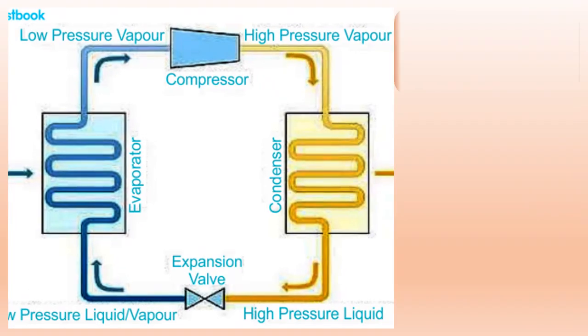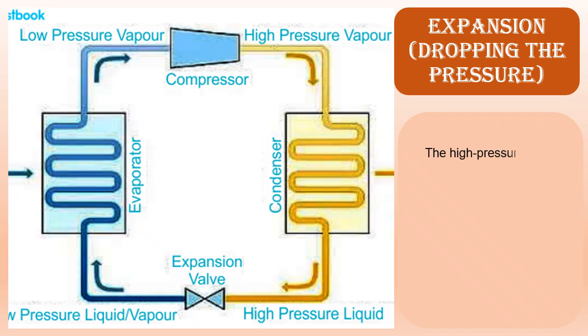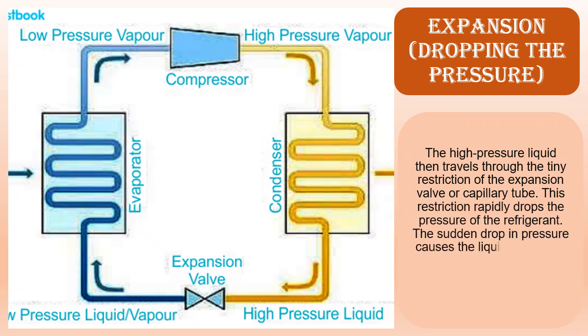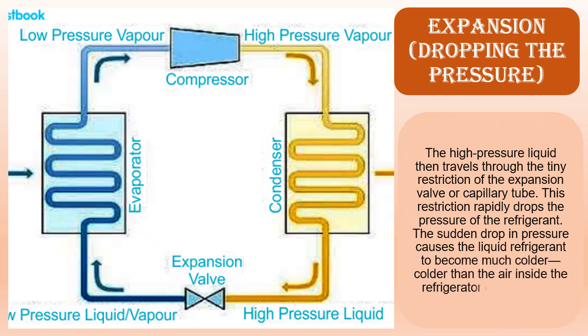Expansion, dropping the pressure. The high-pressure liquid then travels through the tiny restriction of the expansion valve or capillary tube. This restriction rapidly drops the pressure of the refrigerant. The sudden drop in pressure causes the liquid refrigerant to become much colder than the air inside the refrigerator compartment.